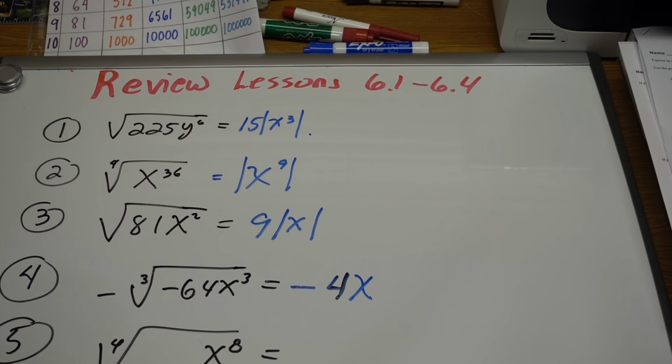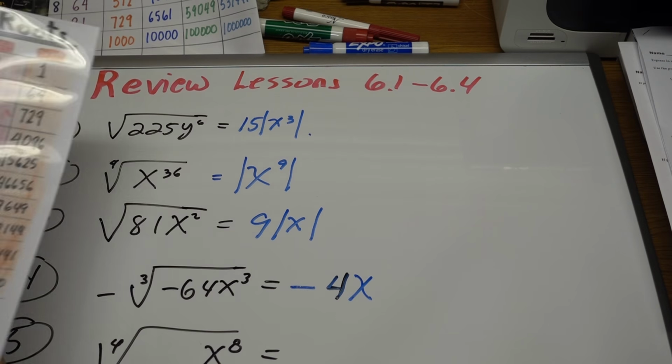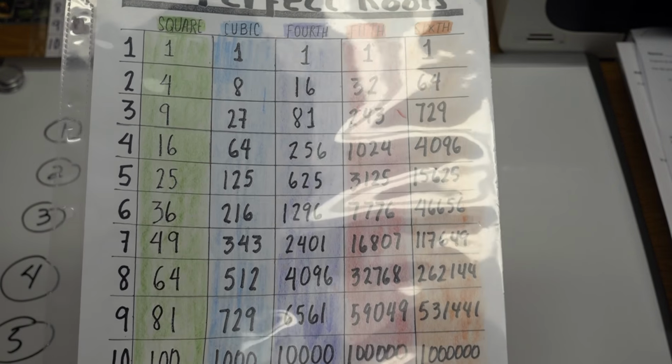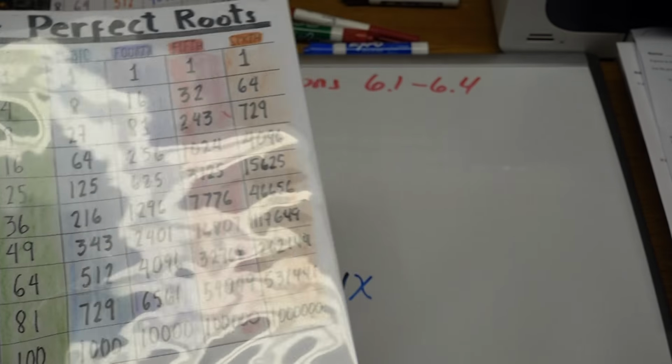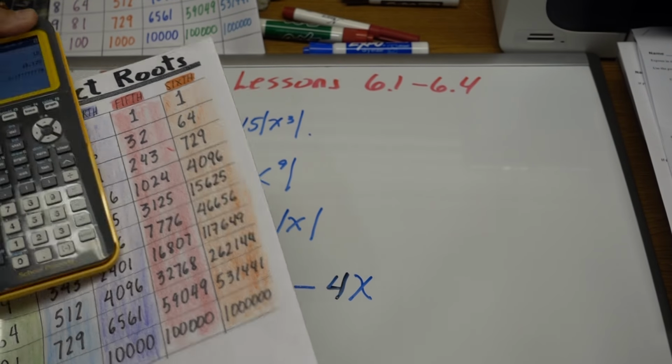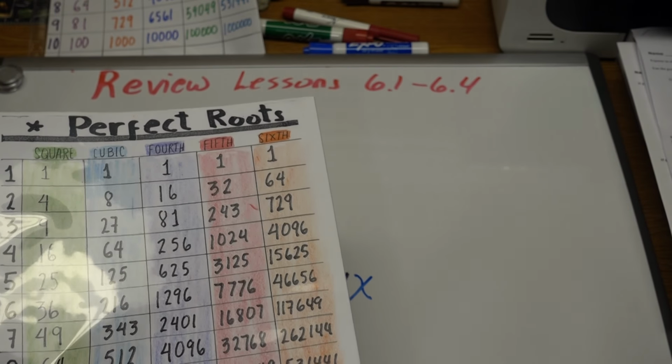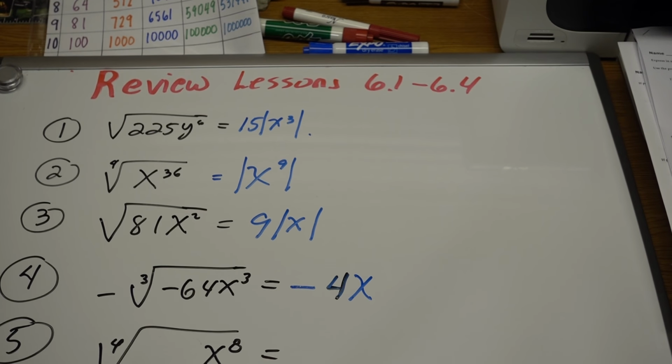Okay, we're going to start with the review for 6.1 through 6.4. Don't forget to have in front of you the table for perfect square roots and also your graphing calculator. In case you don't have a graphing calculator, a scientific calculator will be perfectly okay. So we're going to start with problem number 1. I started the first ones.